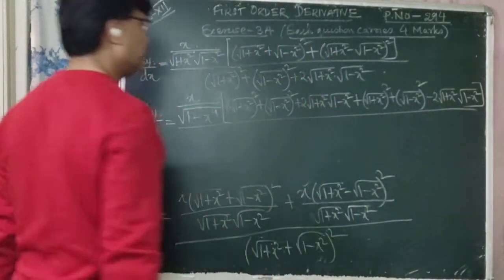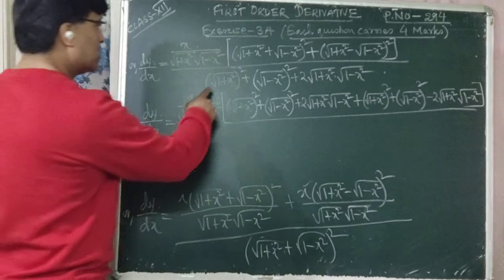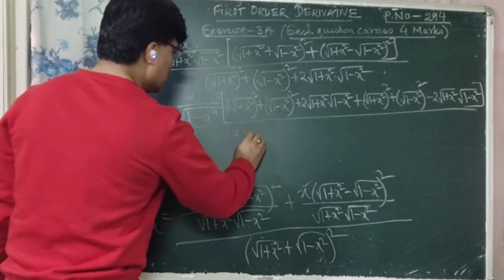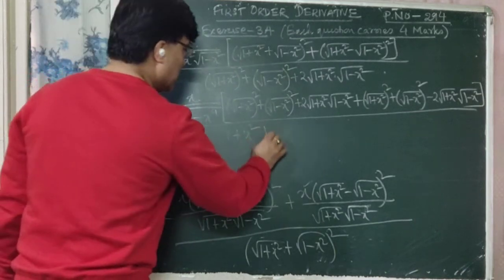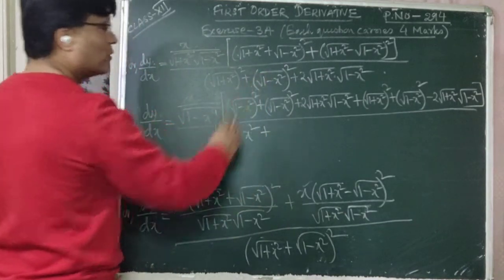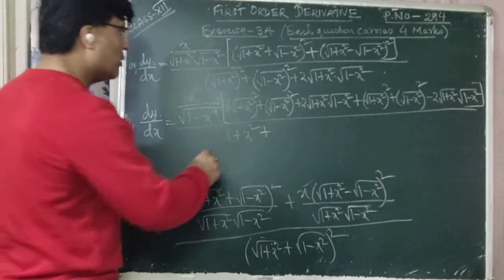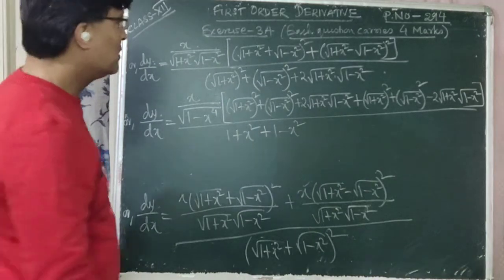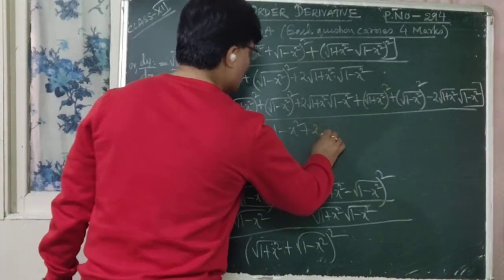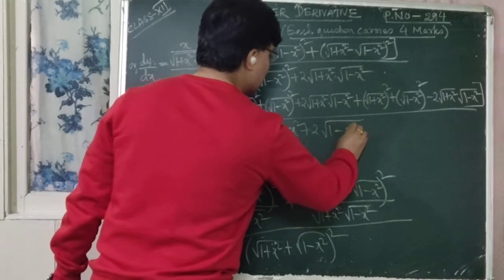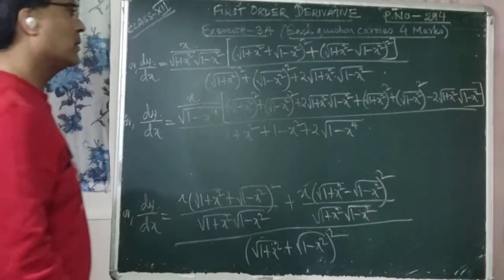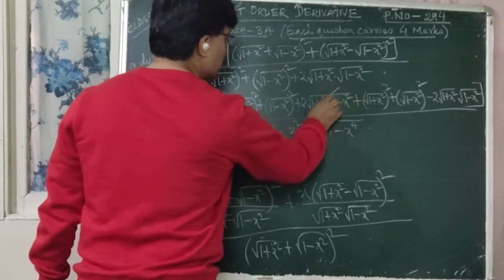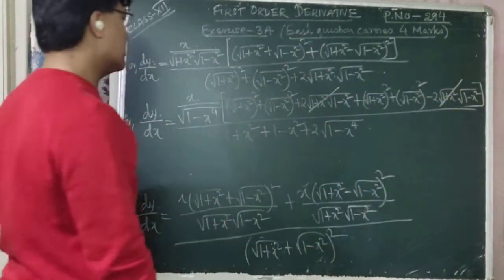Whole divided by, what is square root of 1 plus x square whole square? Square root will be removed. This is only 1 plus x square. Plus again, what is square root of 1 minus x square whole square? Square root will be removed. It is 1 minus x square. Right? Then plus 2 root over, you can multiply this to 1 minus x to the power 4. Is that clear? So here you can cancel. This plus minus gets cancelled, right?